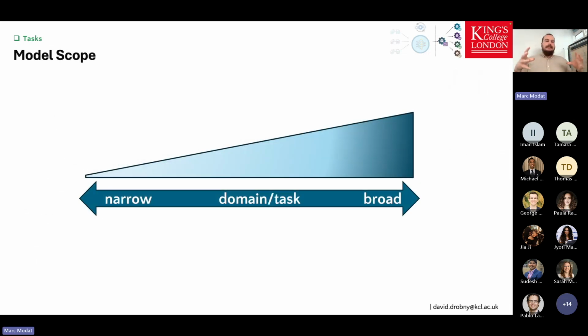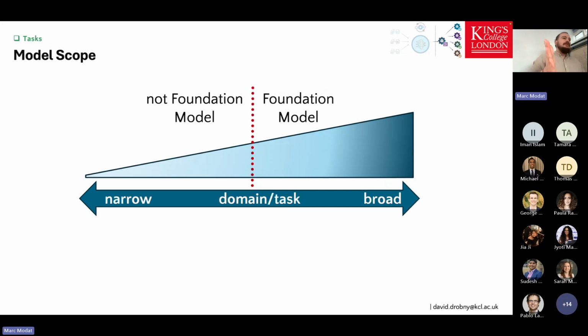Right. So now that we have our model, we have it trained. Very important question is, what is the scope of our model? And this is usually limited based on, on the one hand, our data domain, on the other hand, the task we can do. So it goes from very narrow to very broad. Essentially, we have all kinds of different models and sizes and what they can do. And the question is, where do we draw the line?